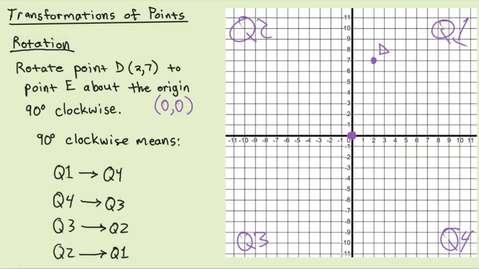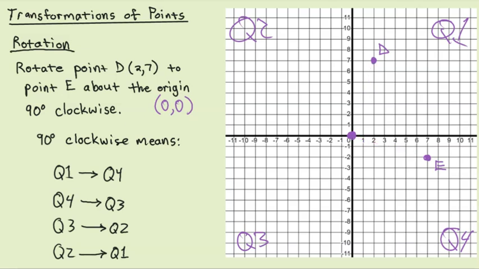Okay? And so that's what we'll do. We'll put E right here. And that is a 90-degree rotation. And here's how I can prove it to you. If I draw a line from point D to the origin and then draw a line from the origin to point E, look what it creates. It creates a 90-degree angle. And it went clockwise this direction, and that's how we know that it's a 90-degree clockwise rotation of the point D. Okay?